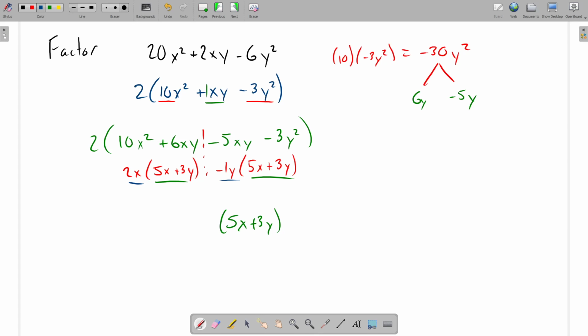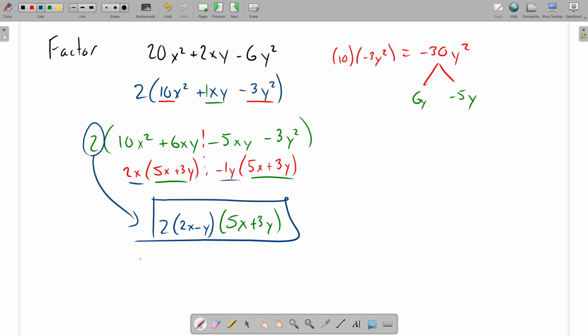The two GCFs that we pulled out, the 2x and the negative y, make our other factor, and we don't want to forget about the 2 that we pulled out in the very beginning. That's going to come down and come in front as our greatest common factor. Okay, so this would be our final answer.